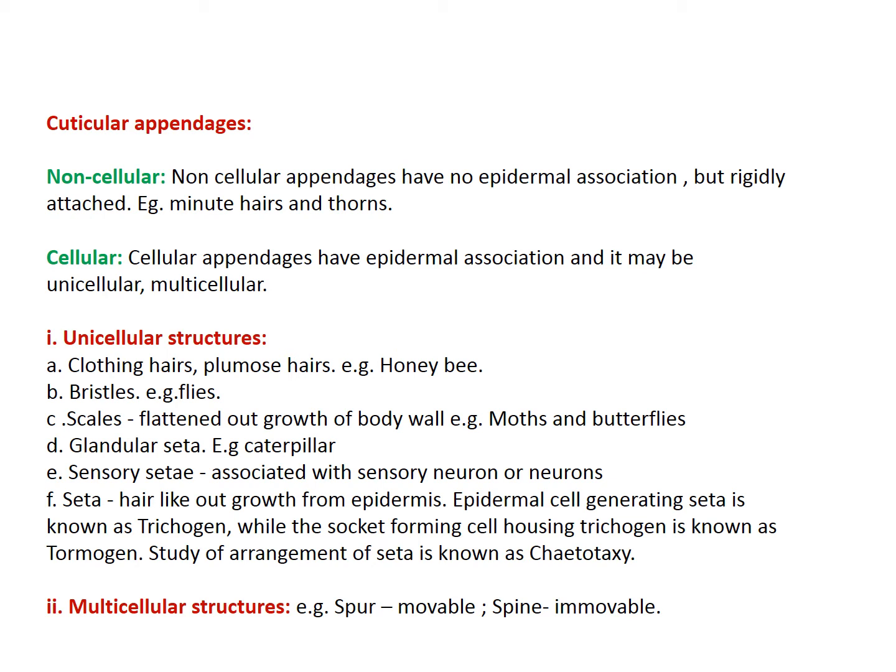Setae are hair-like outgrowths from the epidermis. The epidermal cell which forms the hair, that is the seta, is called a trichogen, while the socket-forming cell housing the trichogen is called a tormogen. On both sides of the trichogen there will be tormogen. The study of arrangement of setae is also known as chaetotaxy. And among multicellular structures, there are spurs, which are mobile in nature, and spines, which are immovable in nature.